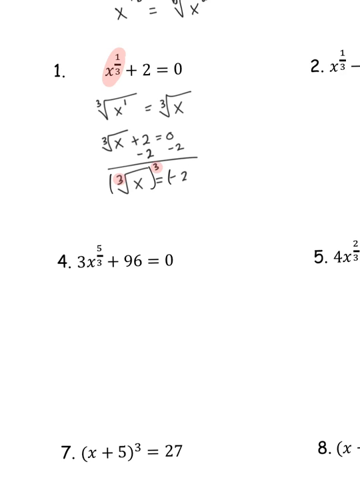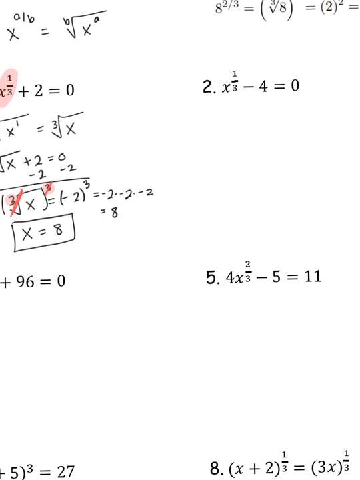So I'm going to do the same thing to the right-hand side and raise that to the 3rd power as well. Now these guys are going to cancel, and I'm going to have x equals -2 to the 3rd power, which means I'm multiplying -2 times -2 times -2. Three negatives multiplied together make a negative, and 2 times 2 times 2 is 8. So this is going to give me x is equal to -8.